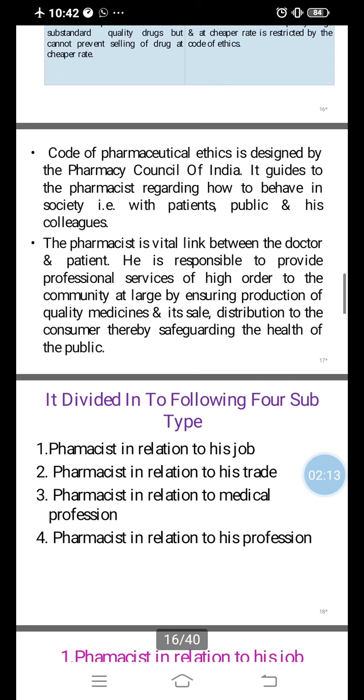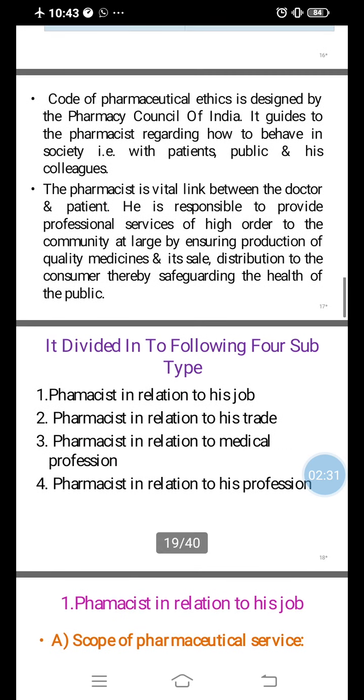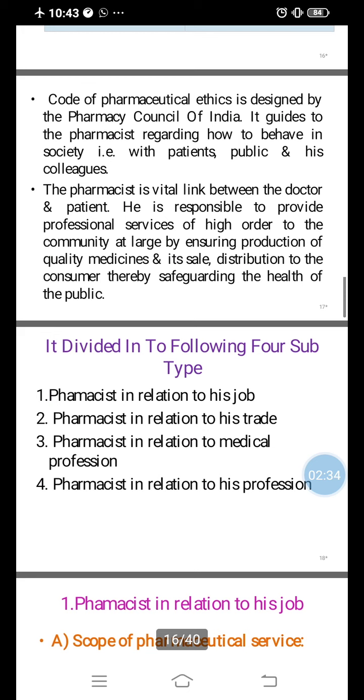The Code of Pharmaceutical Ethics is designed by the Pharmacy Council of India. It is a guide to pharmacists regarding how to behave in society, that is, with the patient, the public, and his colleagues. The pharmacist is a vital link between the doctor and patient. He is responsible to provide a professional service of a high order to the community at large by ensuring production of quality medicine and its sale and distribution to the consumer, thereby safeguarding the health of the public.